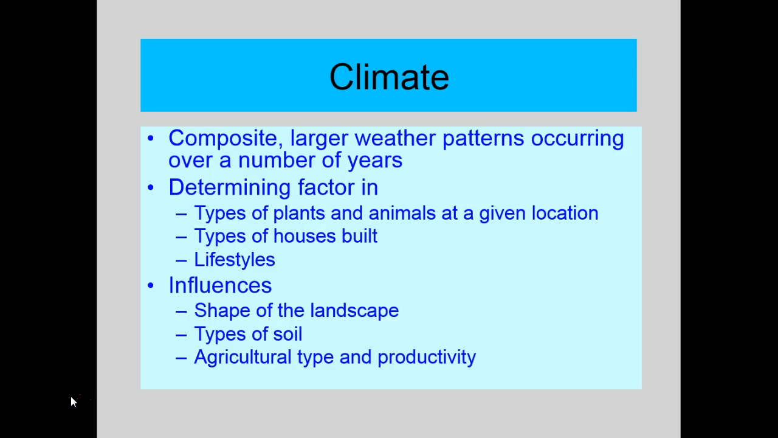Types of plants or animals in a given location. The types of houses built. When I mentioned the Swiss Alps, what's the building you see, the mental picture you see of a building in the Swiss Alps? Called a chalet or something like that. Describe it for me. It's kind of a log cabin looking thing. Okay. Tell me about its roof.